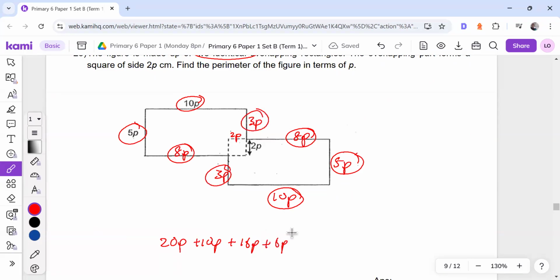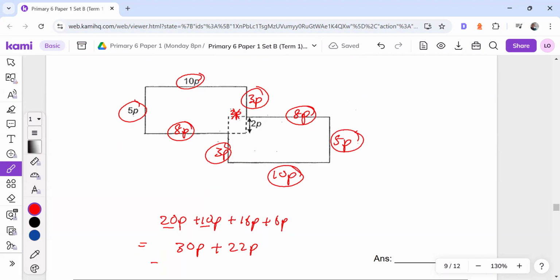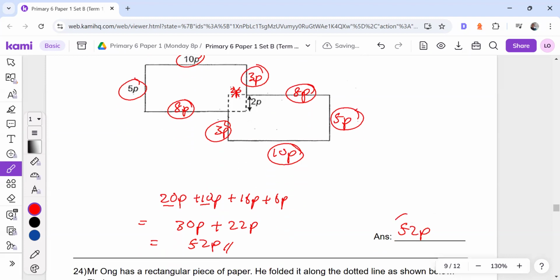And then be careful that you don't add the dotted line. Dotted line is not part of the figure. So we don't add that. Okay, then after that, you can plus them together. 30 plus 20 plus 10 is 30p. Then plus 16 plus 6 will be 22p. And then you just add them together, answer 52p. Is your answer 52p? And Mr. forgot something. Must put bracket cm. Yeah, in paper two, if you don't put a bracket, if you don't have the cm, minus marks.